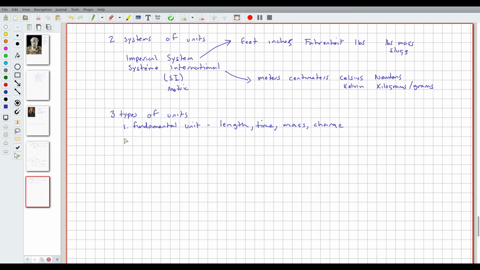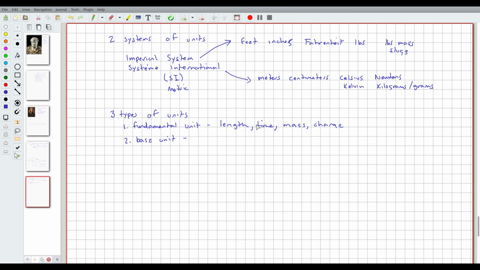Now, that said, you don't want to confuse these things with the idea of base units. Now, a base unit and a fundamental unit, you can have the same thing. They could be the same. But even though some fundamental units can be base units, that doesn't mean that all fundamental units represent a base unit.